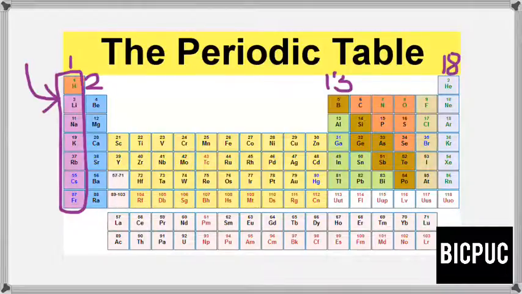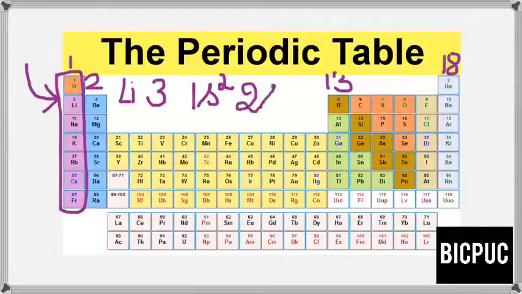Say for example, lithium. Lithium has atomic number 3. So what is its electronic configuration? 1s2 and 2s1. So what is the valence shell electronic configuration? Valence shell means the outermost shell. As we can see, the valence shell is the second shell and its electronic configuration ends with 2s1. That means one electron is present in the valence shell of lithium.